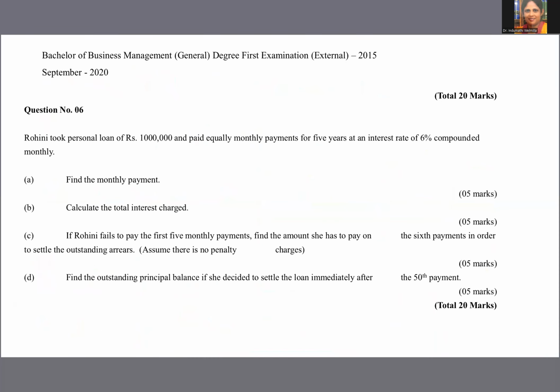The first part is: Rohini took a personal loan of this amount, that means 1 million, and paid equally monthly. So based on this, we consider this as an annuity: paid equally monthly payment over 5 years at an interest rate of 6. Then we need to find the monthly payment, so you can apply the formula.